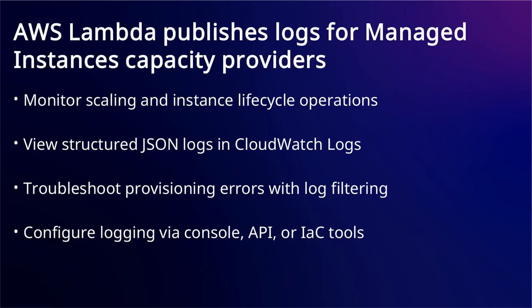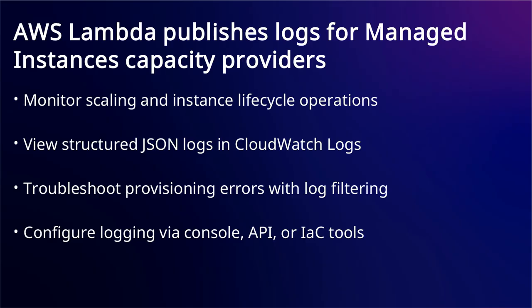You can troubleshoot provisioning errors with log filtering to identify failed operations and resolve issues faster. You can configure logging via console, API, or IaC tools like CloudFormation and SAM. The logs are enabled by default for all capacity providers in AWS commercial regions where LMI is available, with standard CloudWatch logs charges applying.